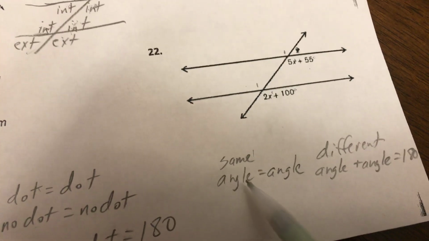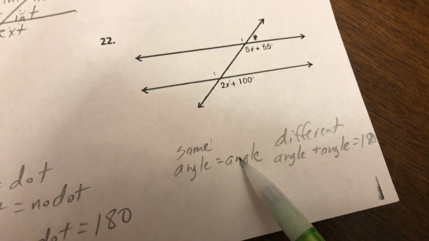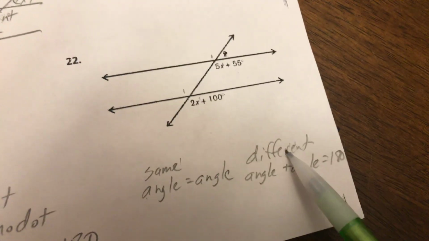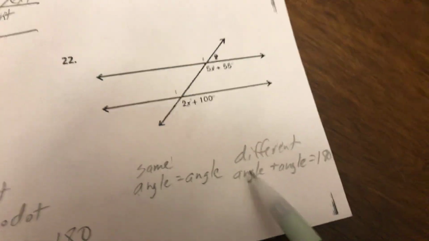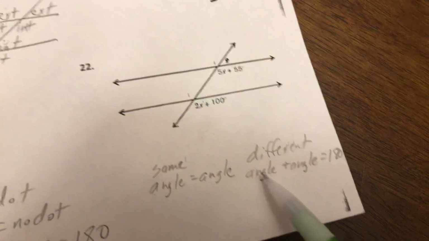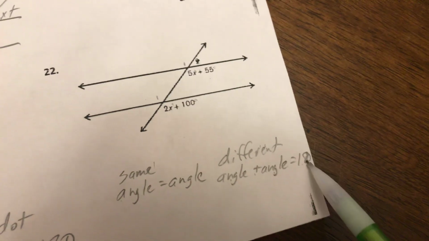If you can just remember this: if they're the same angle, if they look the same, then you're going to set them equal to each other. If they look different, so if one's acute, one's obtuse, one has a dot, one does not have a dot, it's angle plus other angle equals 180.